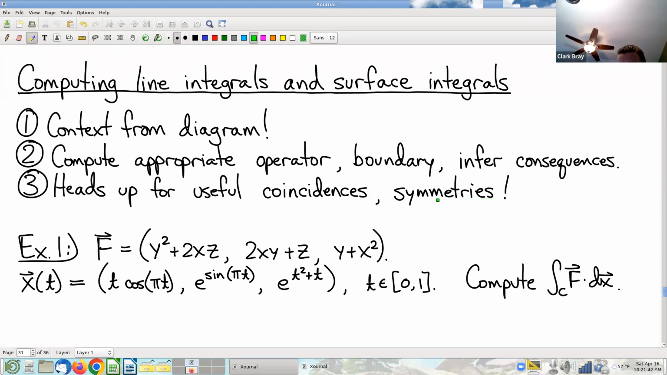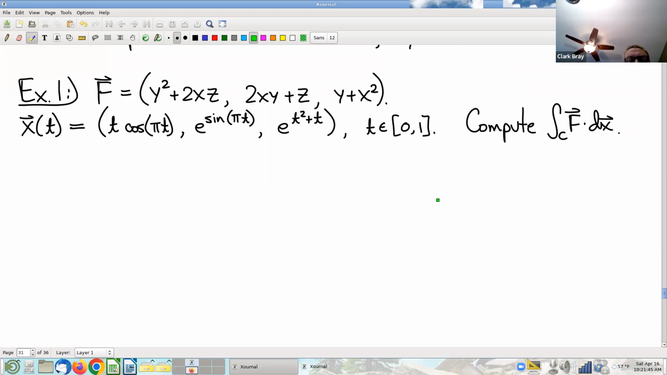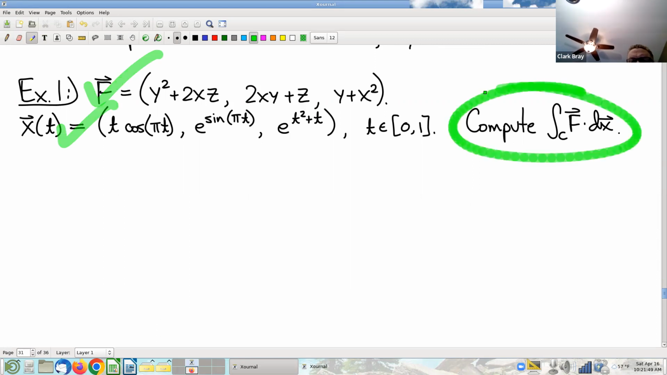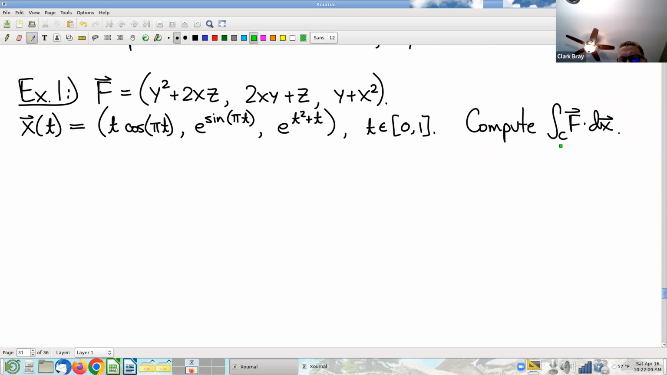Okay. All right. So let's get started. Let's see an example here. We've got a vector field given. We've got a curve parameterized. We're asked to compute a line integral. Now, the instinctive first thought that might occur to you here is, hey, I've got a parameterization. I can pull back through the parameterization. In other words, I can plug and chug. And I suppose you could do that. That's not going to be a good choice here. And you can see why.